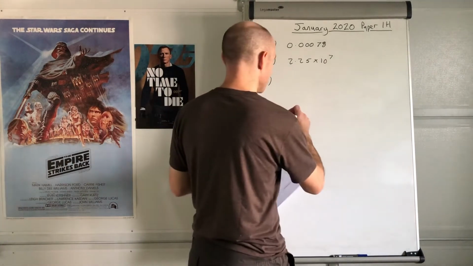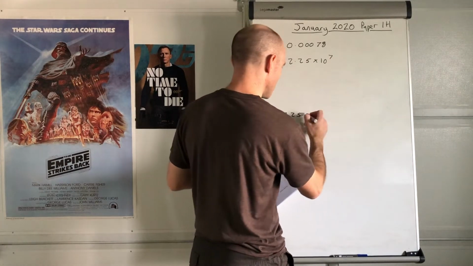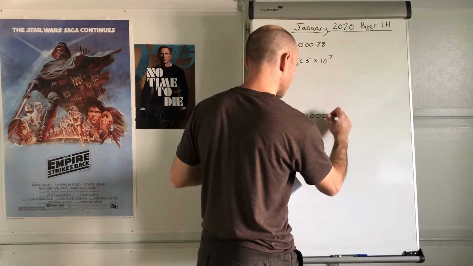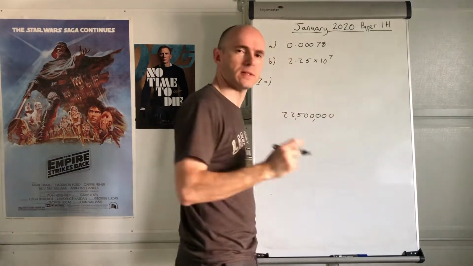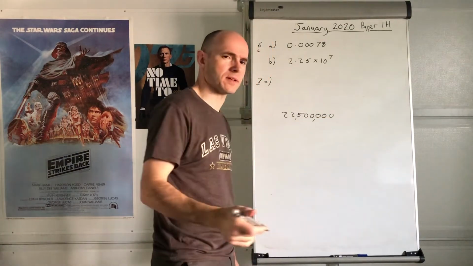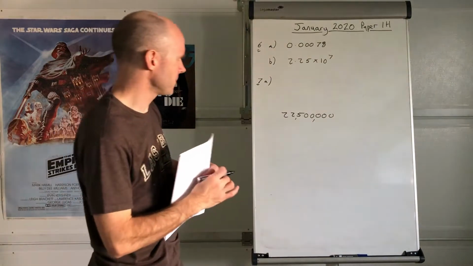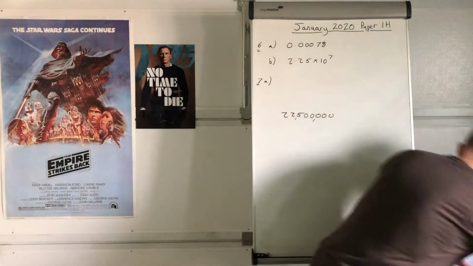So obviously that number is 225, and you've got 7 digits after the 2, so 1, 2, 3, 4, 5, 6, 7. Put the commas in because I'm from the UK. So that's 22,500,000. Okay, that's what your calculator may have told you, but that's what you should have there. Okay, that's question 6.